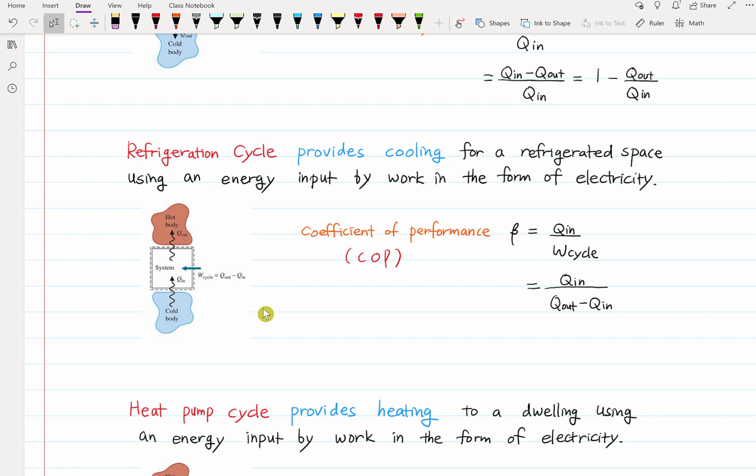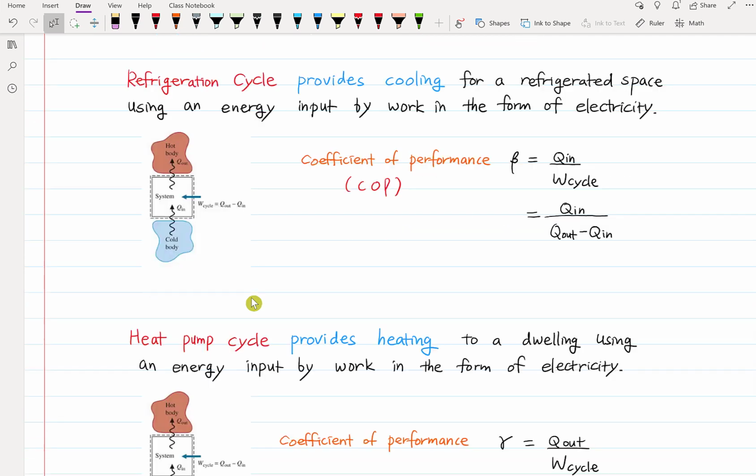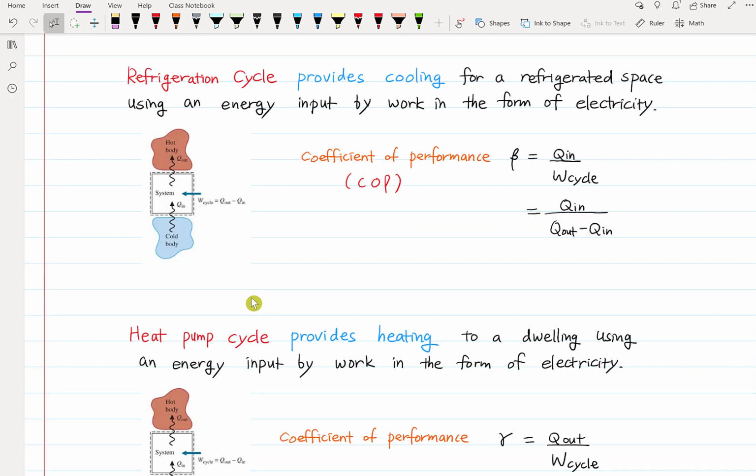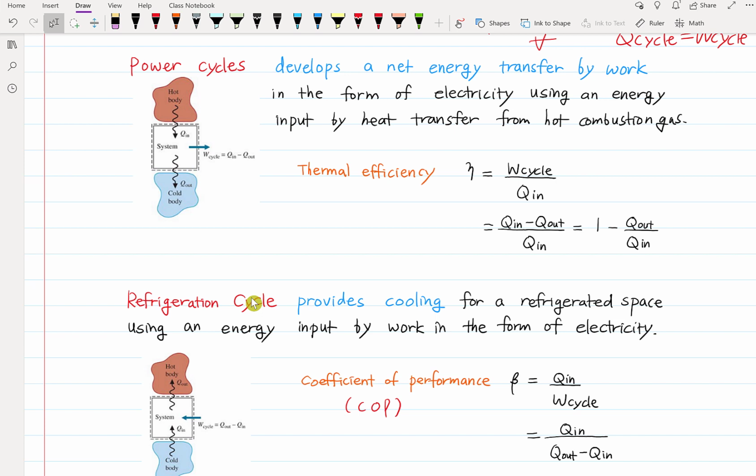Refrigeration cycle is to provide cooling. Heat pump cycle is to provide heating. The performance of a power cycle is defined as thermal efficiency. Thermal efficiency is defined as the desired output over required input. So a power cycle provides work. So the desired output is the W cycle, and for the required input, we need to provide heat.